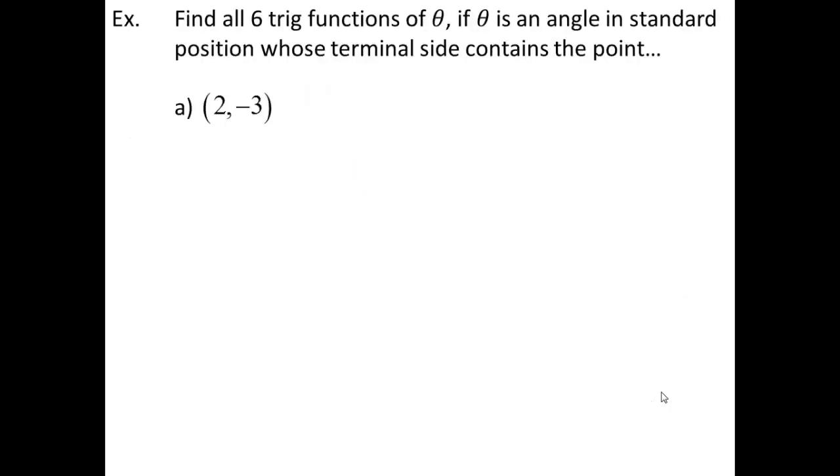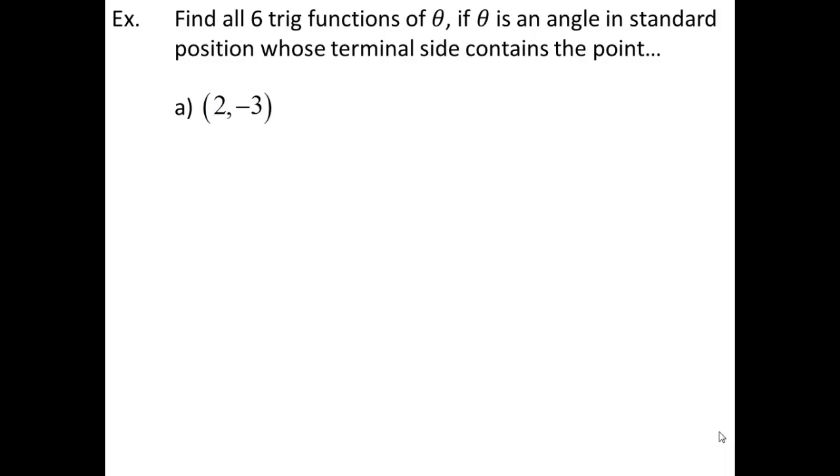So let's use that concept to answer some questions. Let's start with basically the same way we started in section 1, by setting up all 6 trig ratios. Let's find all 6 trig functions of theta if theta is an angle in standard position whose terminal side contains the point (2, -3). So in this situation, I'm not giving you a triangle and finding all 6 trig ratios. I'm giving you a coordinate that you can use to build a triangle and then find all 6 trig ratios. So let's look at this one together, and then I'll give you the next couple on your own.